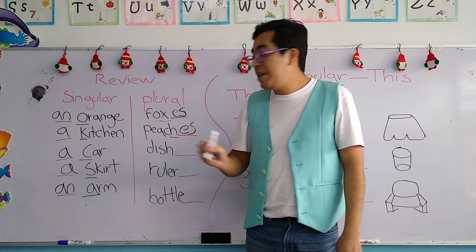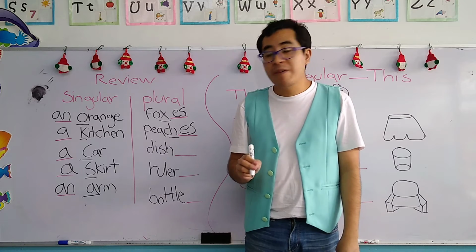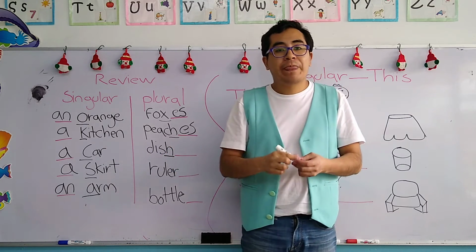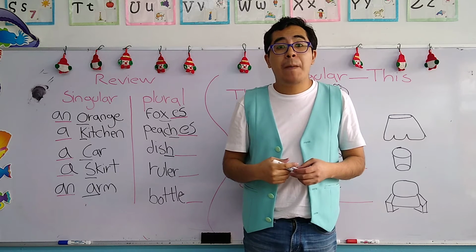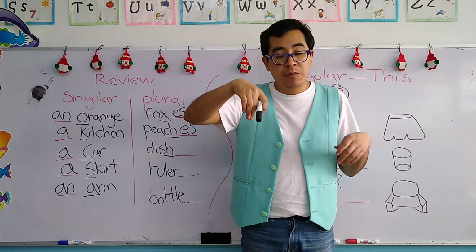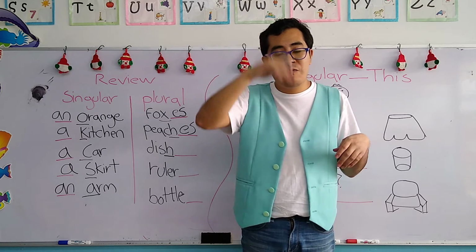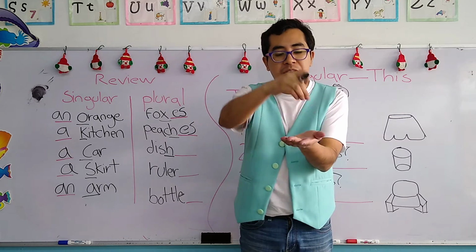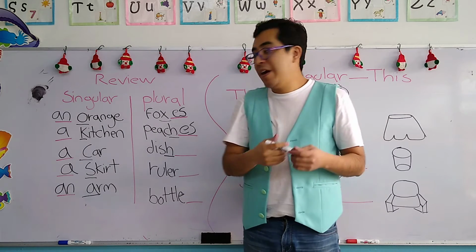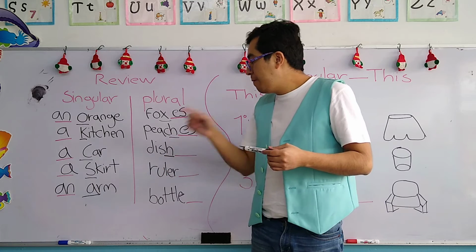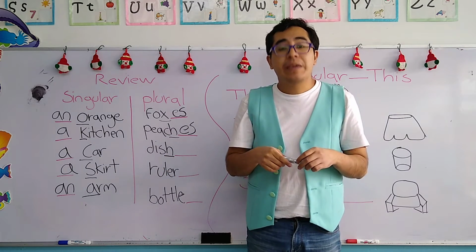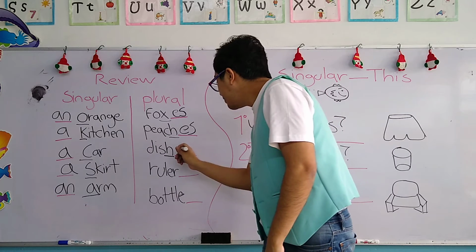Let's continue with number 3. The number 3 is dish. Now remember, dish, it's similar to a plate. Do you remember what is a plate? It's a certain object that has a circular form in which we put the food, donde colocamos la comida. Un plato, okay? Now the word dish finishes with H. Remember the rules. ES.